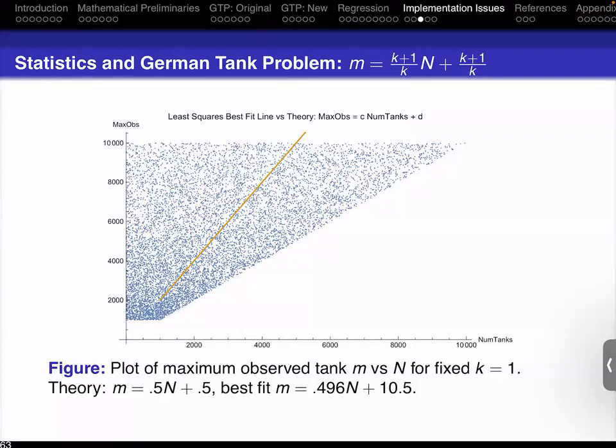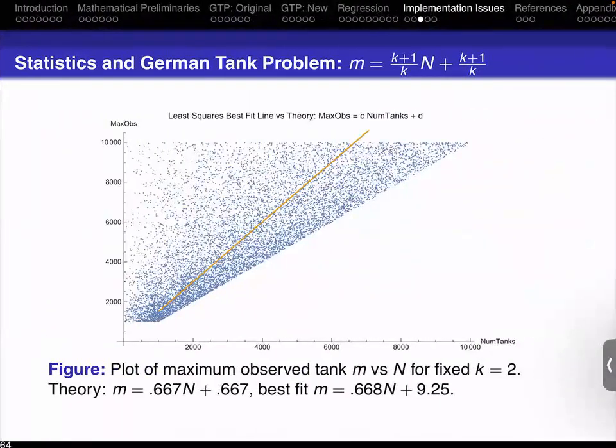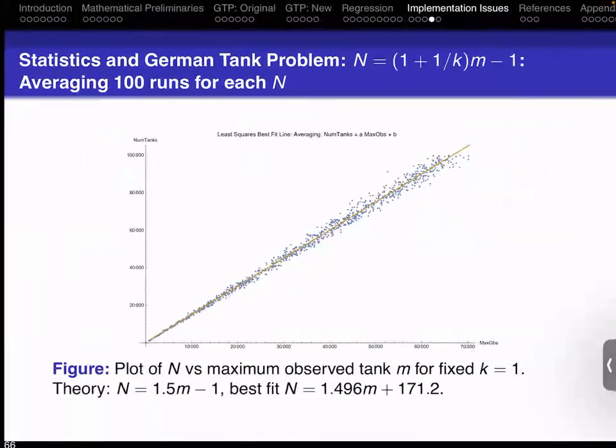We do the best fit, we see 0.496. When we do k equals 2, it should be k over k plus 1. I've got it the wrong way. It should be 2/3. We're seeing 0.667. When k equals 5, we are predicting it should be 0.883. We see 0.828. So when we plot things the right way, we're actually seeing terrific results. And so this is supporting the theory.